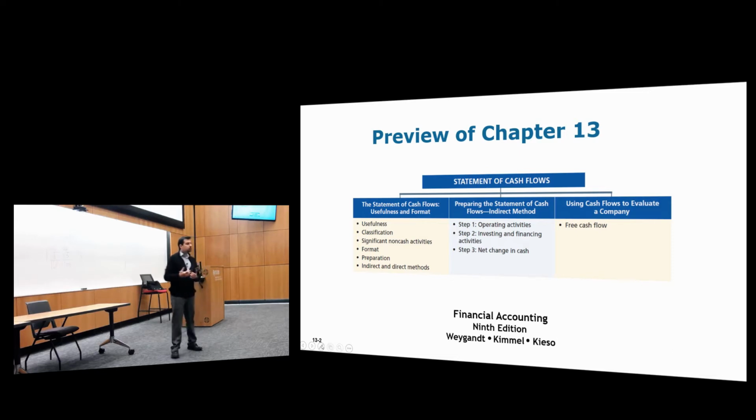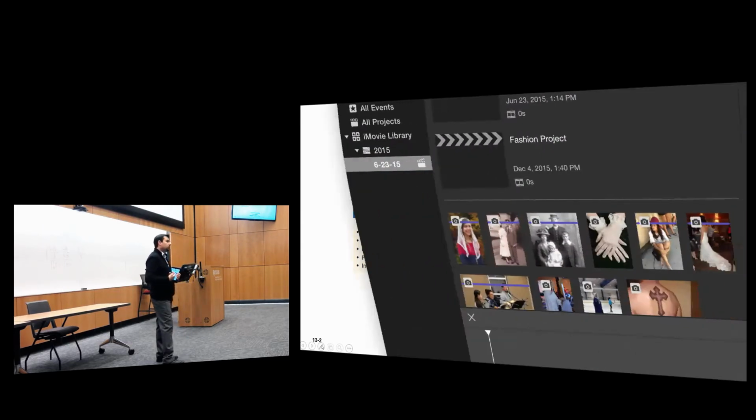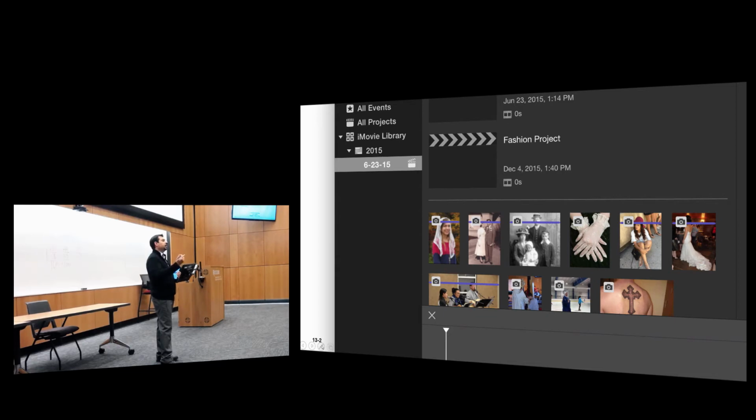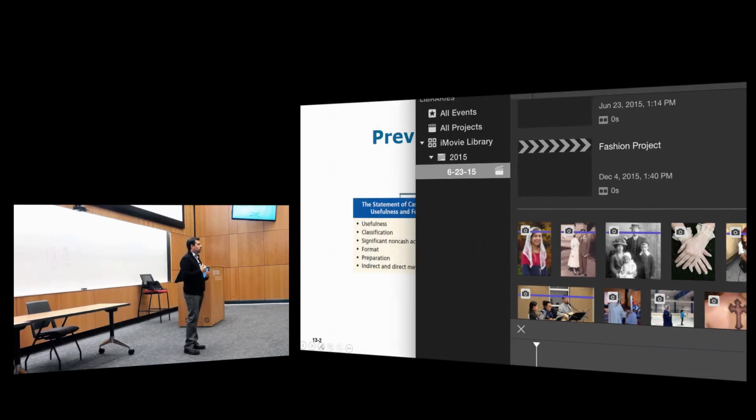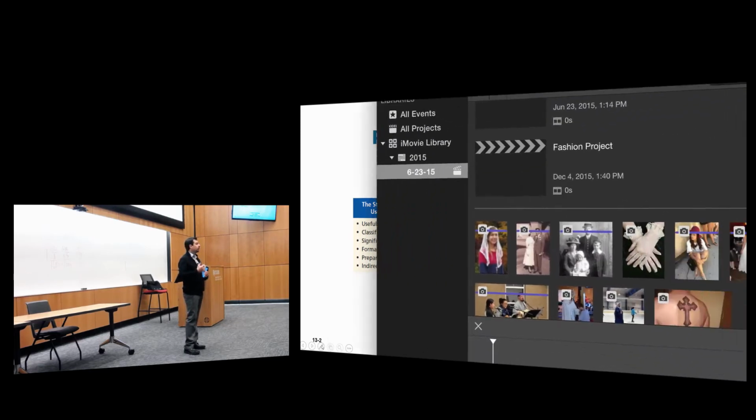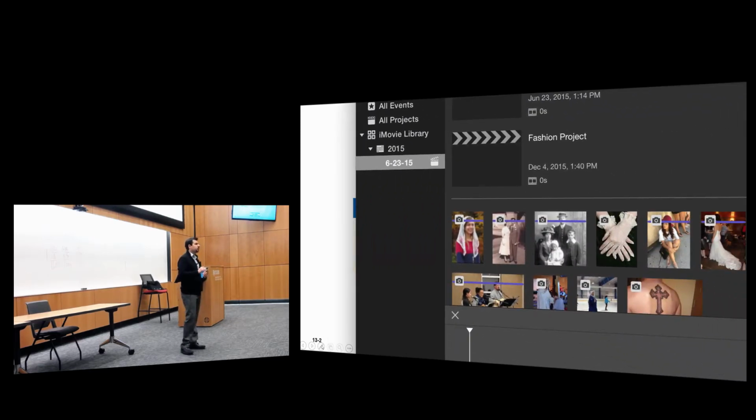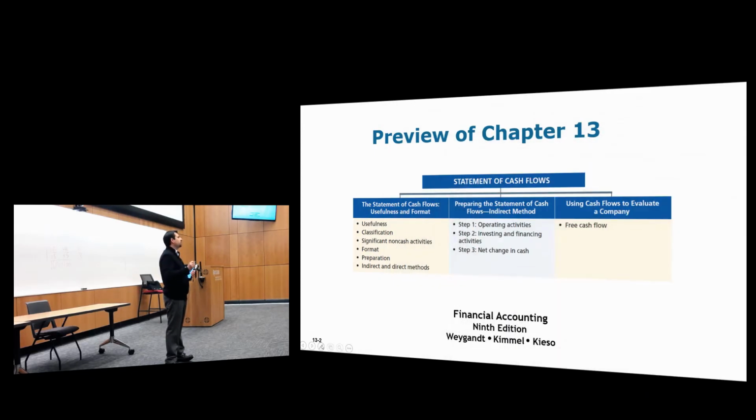Cash flows are cash exchanges. So basically, cash inflows, those are cash receipts. They flow into the company's accounts. Cash outflows, they flow out. Those are the payments. So basically, cash inflows and cash outflows are simply cash payments and cash receipts. It's as simple as that.